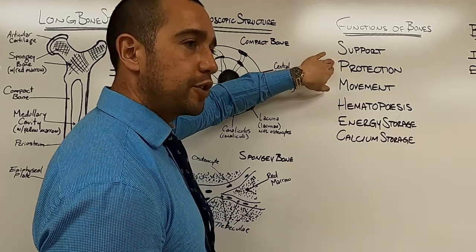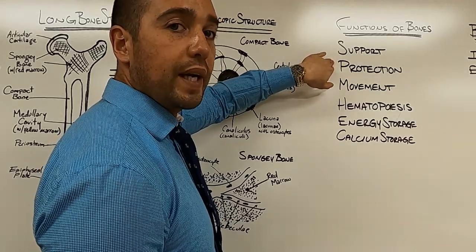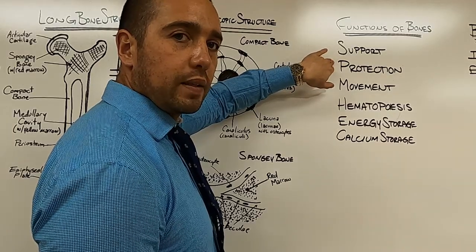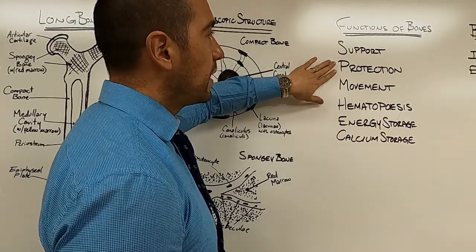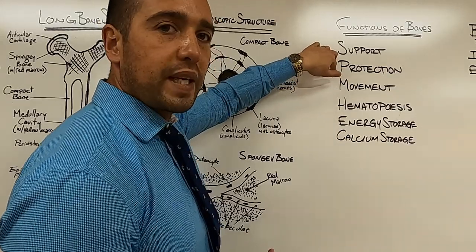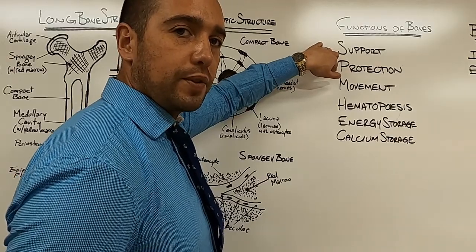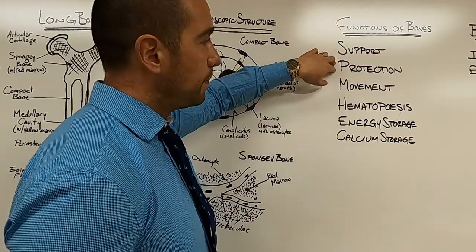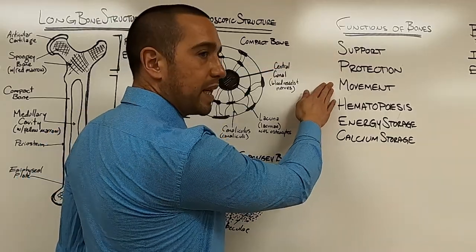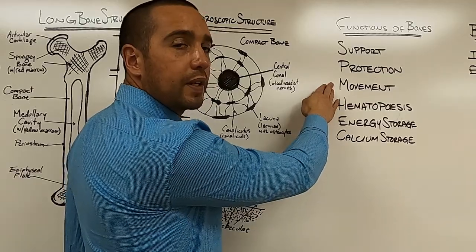Bones provide protection. Your skull protects your eyes and brain. Your vertebrae protect your spinal column, your spinal cord. Your ribs protect your lungs and your heart. And your pelvic bones protect your reproductive organs and lower digestive organs. Bones help provide structure for you to move, things like your arms, legs, fingers.